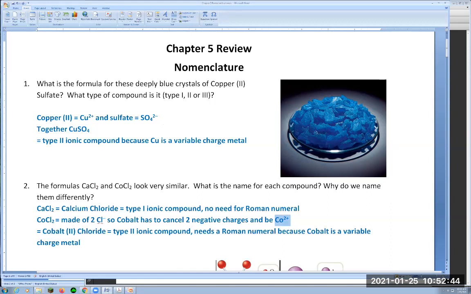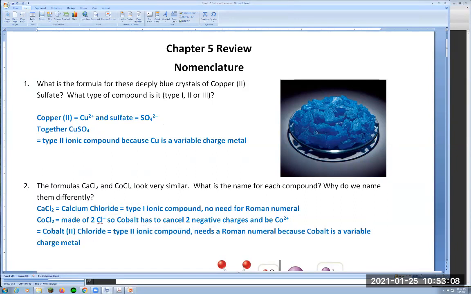Notice how we change the ending of the name for the second element, the non-metal, to "ide" when it's a single element like that. So that's a type 2 ionic compound because cobalt is a variable charge metal and we need a Roman numeral whenever we are using cobalt.